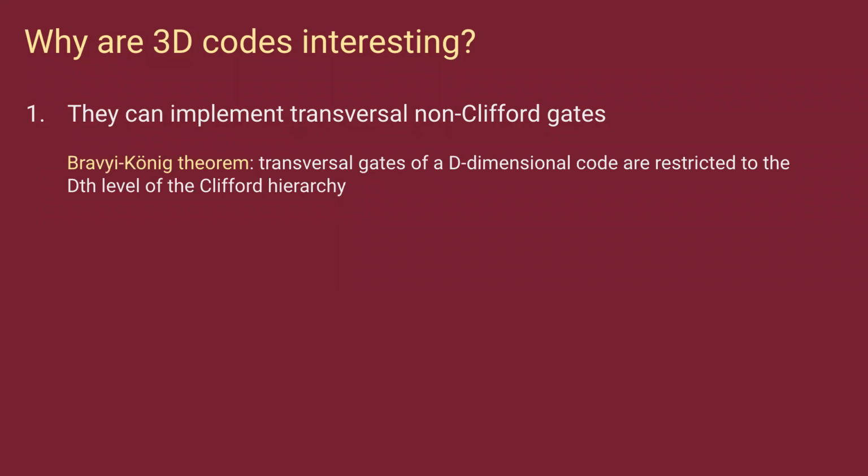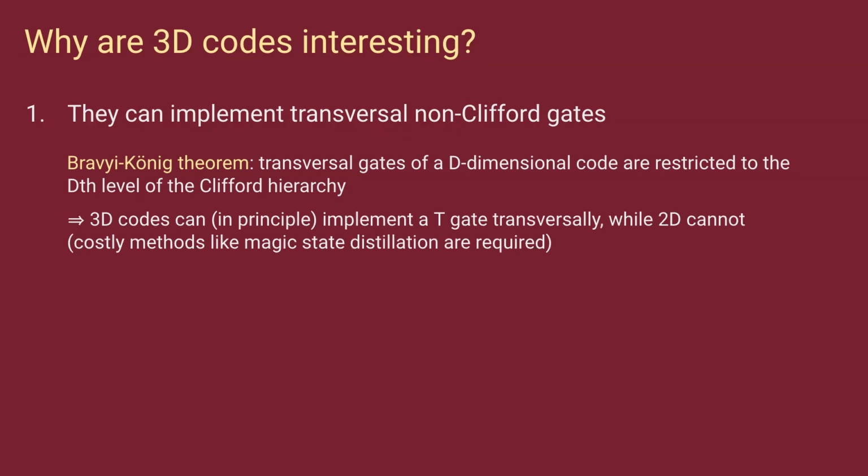If you remember from the basic quantum error correction, we have this fundamental theorem called the Bravyi-König theorem that tells you that transversal gates of a d-dimensional code are restricted to the d-th level of the Clifford hierarchy. So what does this mean? For instance, it means that a 3D code can in principle implement the T gate transversally, while 2D codes cannot. And in the 2D case, you need to use very costly methods such as magic state distillation.